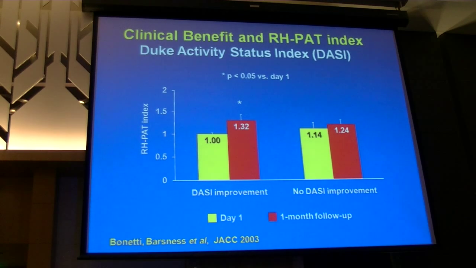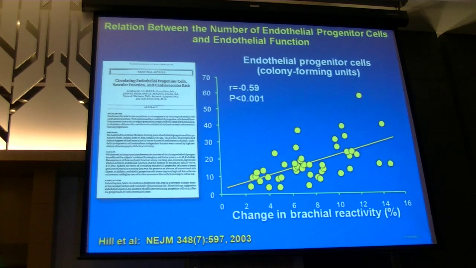The same thing happened with the DAISY score, the Duke Activity Status Index, a functional class measurement. And those patients who improved had improved endothelial function, suggesting that this is a mechanism of benefit for these patients.